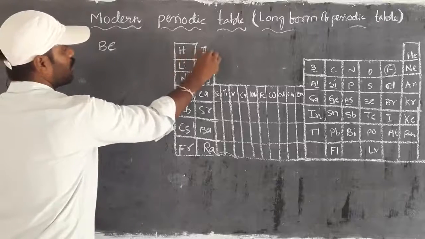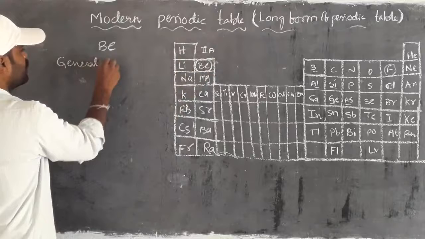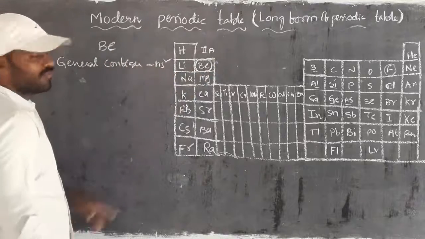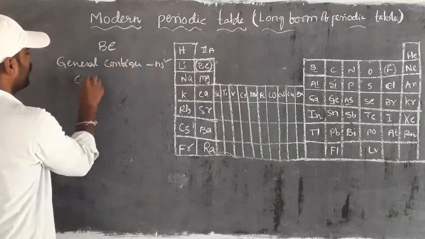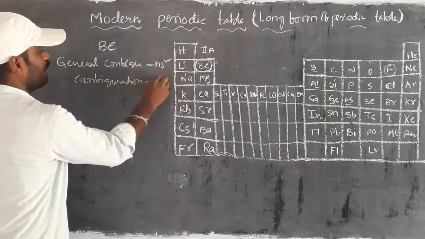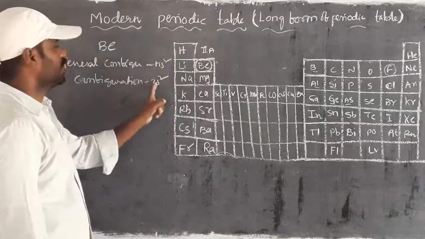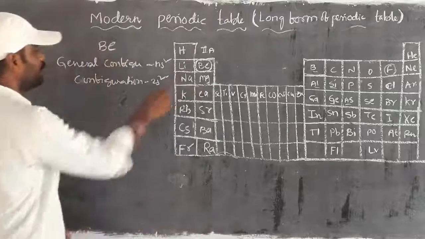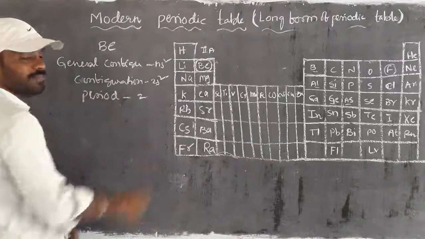This is second A, right? For that, it has the general configuration ns2. From that, it is present in the second period, right? For that, we can write the configuration as 2s2, because the second period configuration is s2, right? Then 2s2 is the configuration. Then in which period? So the period number is clear, it is in the second period.